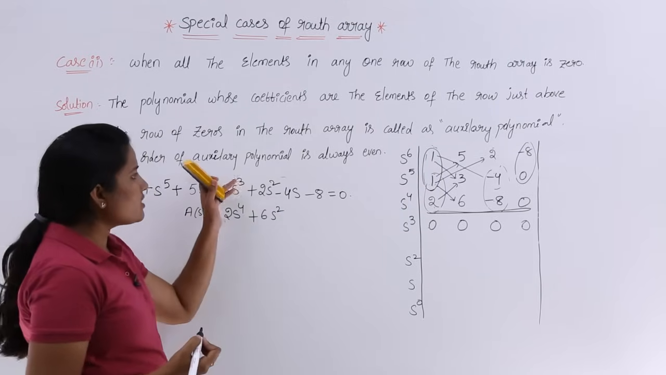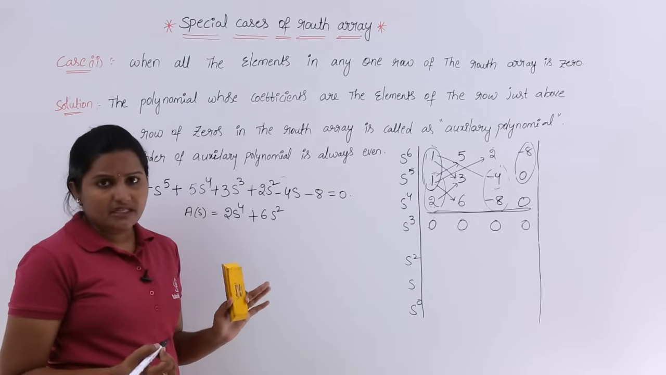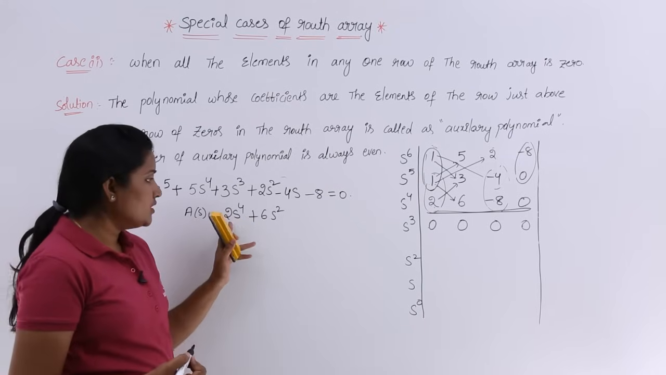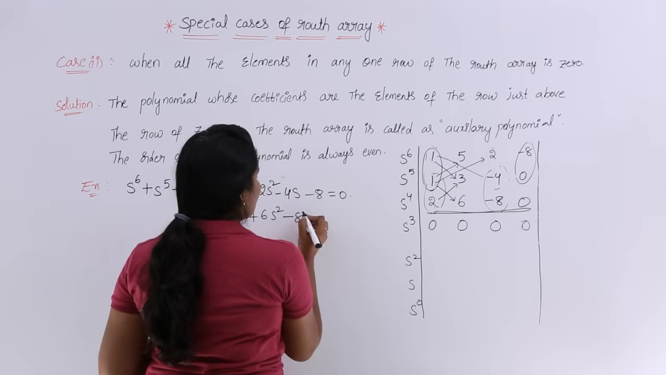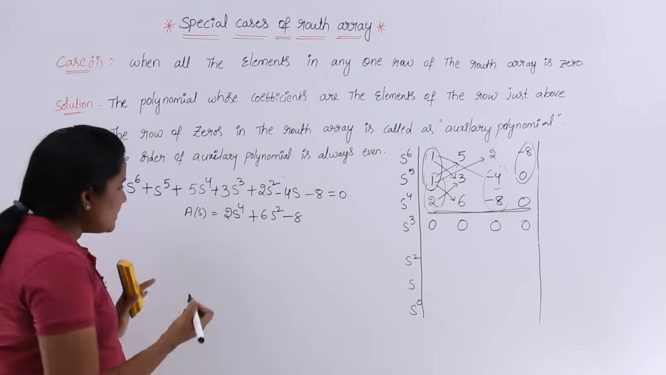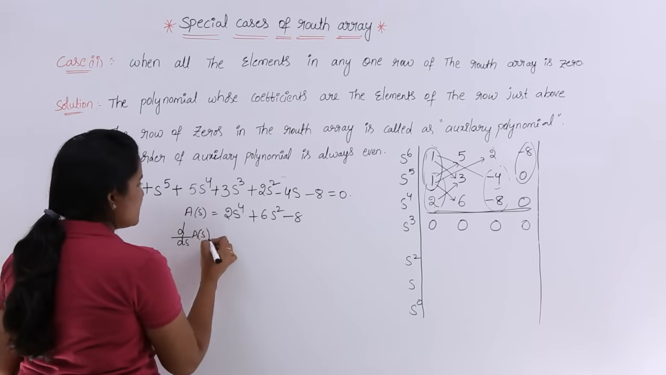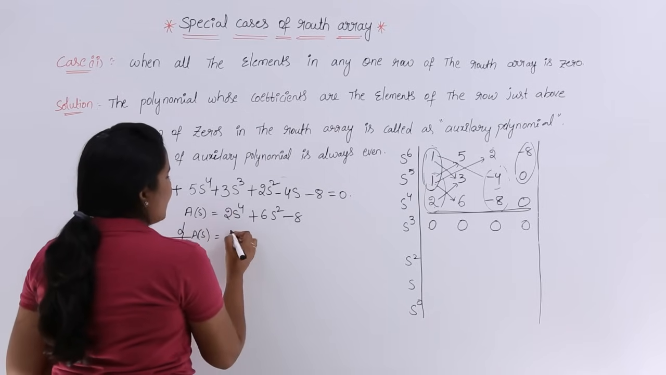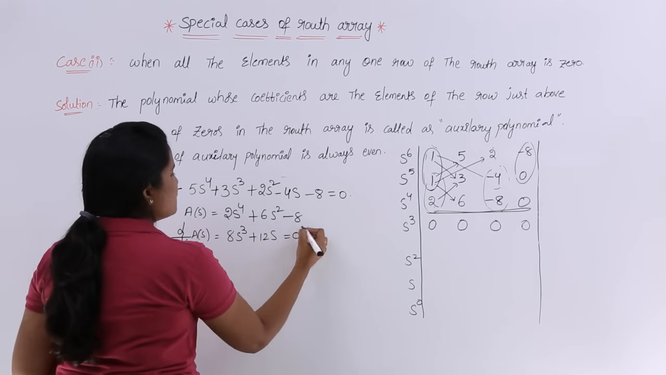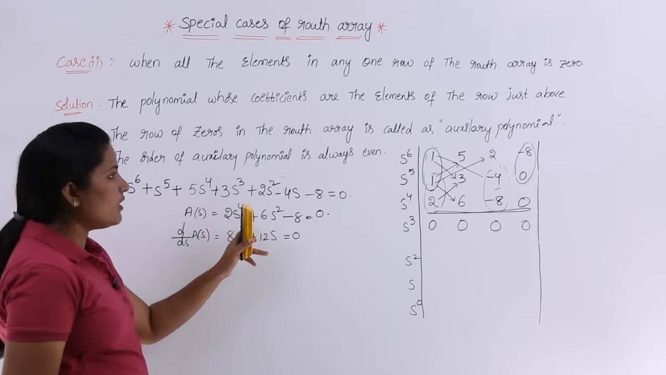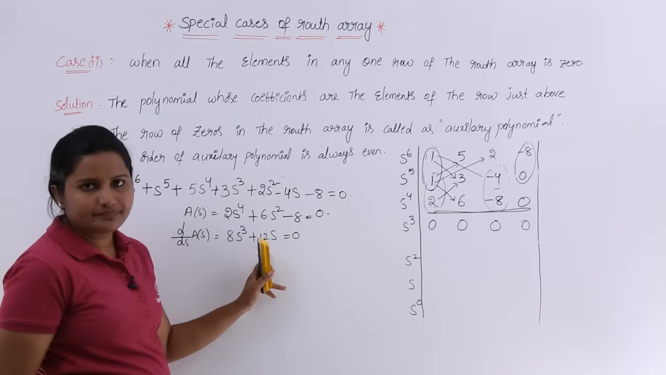Why? Because the auxiliary polynomial we need to consider, the order must be in terms of even terms. So, 2s power 4 plus 6s square, minus 8s power 0 means minus 8. For this, you need to consider the differentiation. D by ds of A of s is equivalent to 8s cube plus 12s is equivalent to 0. So, this is the auxiliary polynomial equation. After differentiation, you are going to get this.